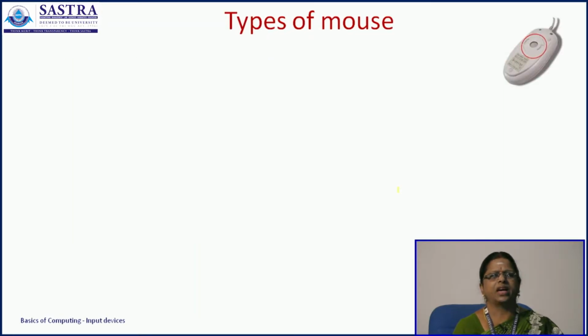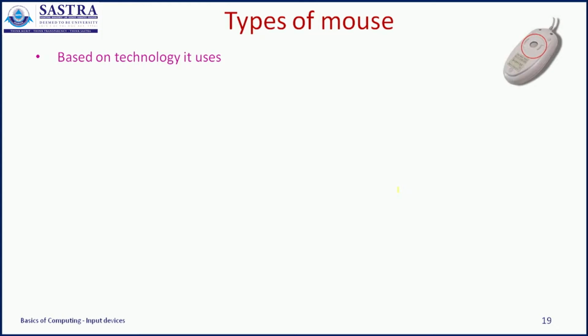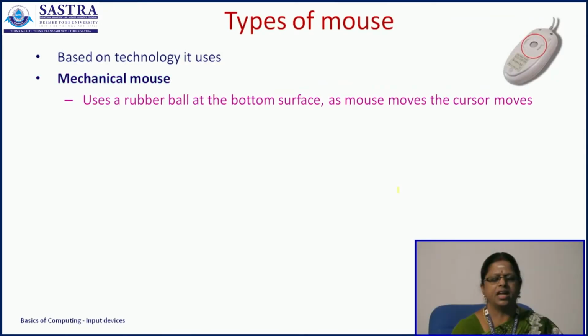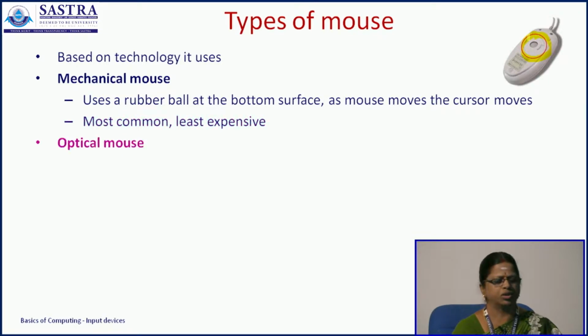Let us see the different types of mouse. We classify the mouse based on the technology it uses. It can be a mechanical mouse as shown in figure, wherein it uses a rubber ball at the bottom surface. So, as the mouse moves, the cursor moves. This is the most common and least expensive kind of mouse.